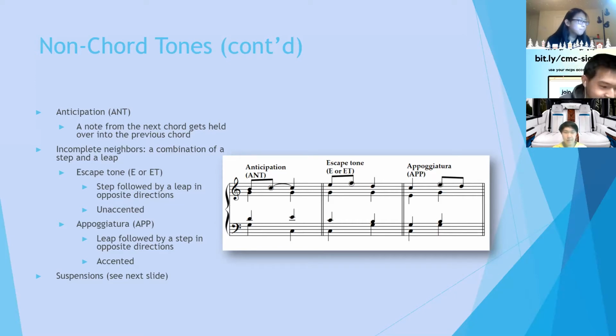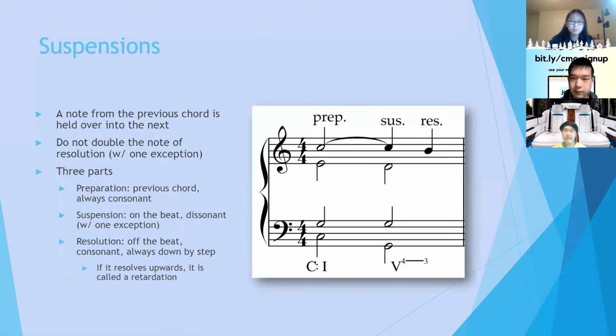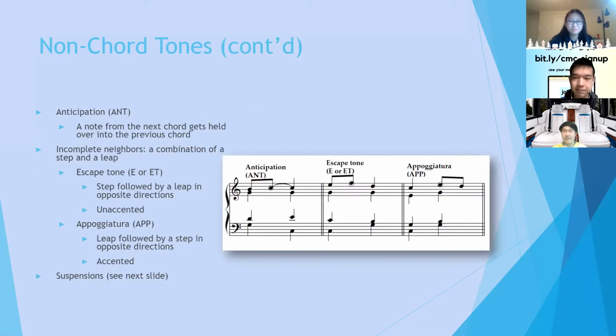And then we also have appoggiatura, which is approached by leap and left by step. And it is usually accented on the beat, which makes it an expressive non-chord tone. So you can see it's different, it's accented a bit. So hopefully that helps you memorize that. And then in the next slide, we'll talk about suspensions.